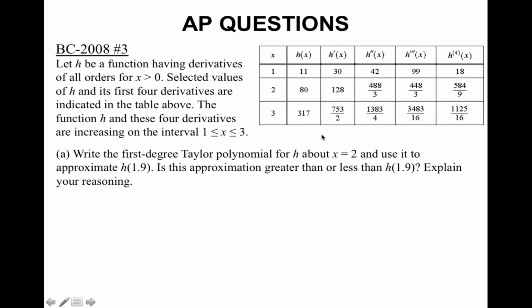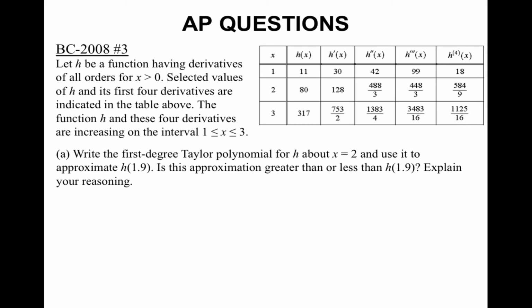All right, now let's finally do some example AP questions that we have been waiting for. This question is number 3 off of the 2008 BC exam. Let h be a function having derivatives of all orders for x greater than 0. Selected values of h and its first four derivatives are indicated in the table above. The function h and these four derivatives are increasing on the interval between 1 and 3.